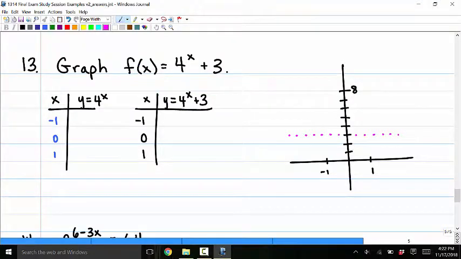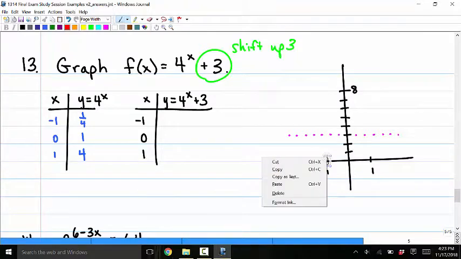For number 13, graph f of x equals 4 to the x plus 3. Notice that this plus 3 out to the side shifts it up 3. Your parent function is y equals 4 to the x. Your three favorite x values are negative 1, 0, and 1. When x is negative 1, y is 1/4. When x is 0, y is 1. And when x is 1, y is 4. So your parent function has the points negative 1, 1/4, 0, 1, and 1, 4.